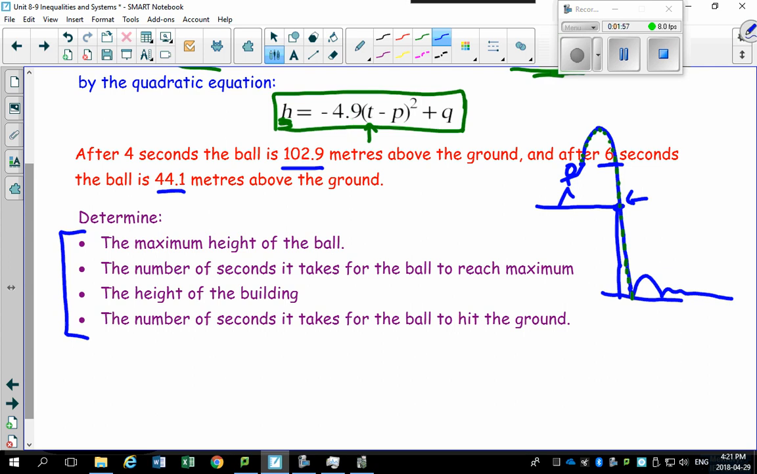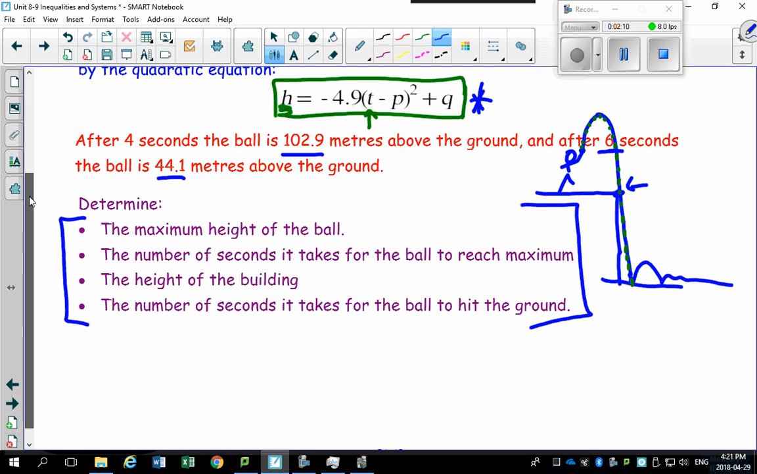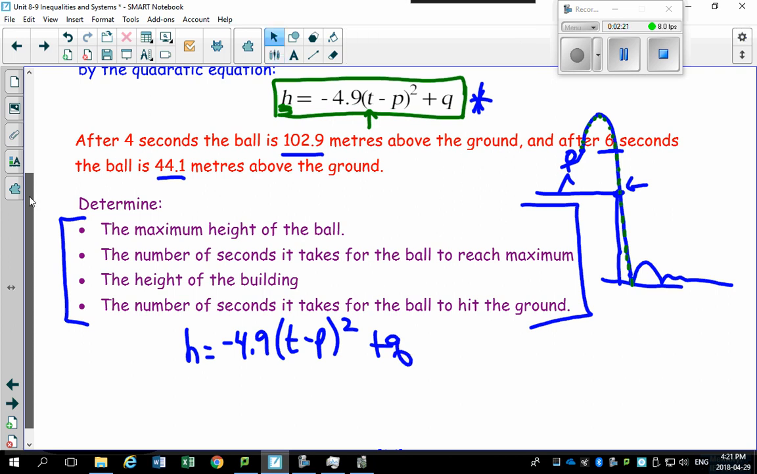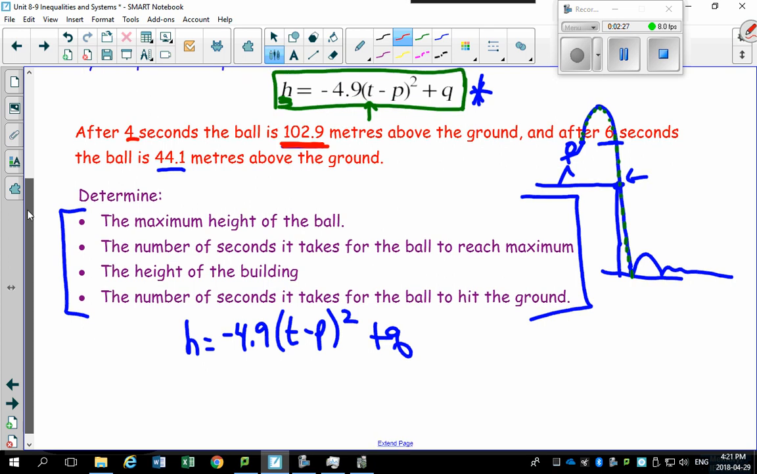You can't do anything until you actually figure out this equation. That's the problem. This was all stuff here from chapter 4. We've got a whole mess to figure out first. Okay, so let's do this. h equals minus 4.9 (t minus p) squared plus q. Sweet. Okay, so we've got 102.9 for the first one after 4 seconds. So we got a value here.